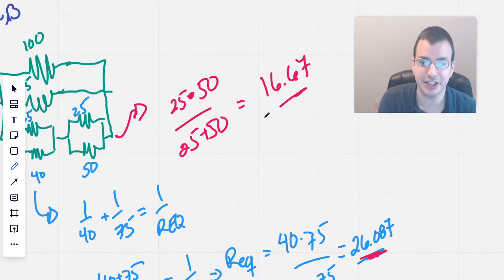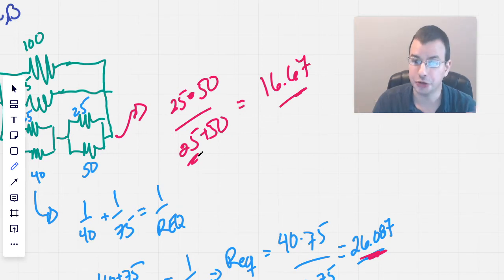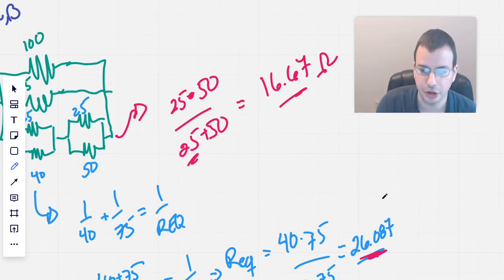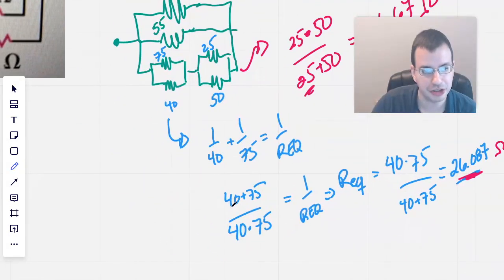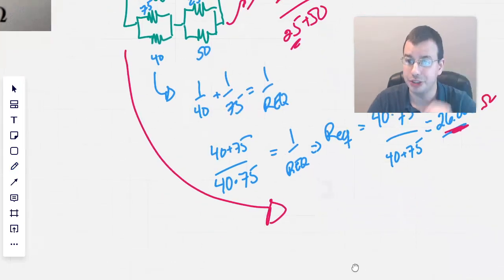16.67. Makes sense again. It's greater than half of 25, which is 12.5, but it's less than 25, so that also seems reasonable. And these are both measured in ohms. And so then I'm going to redraw this circuit once again. Usually when I'm solving circuits like this, I redraw them a whole bunch of times.